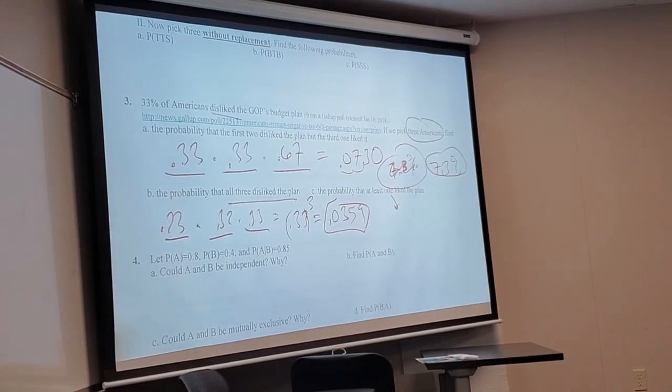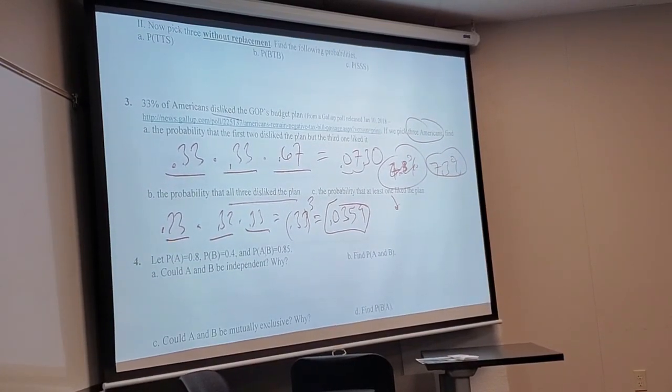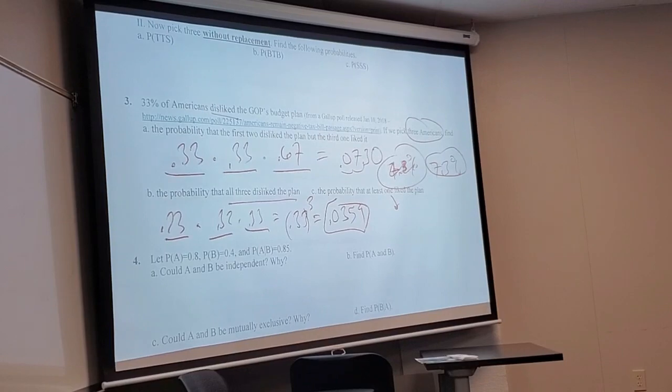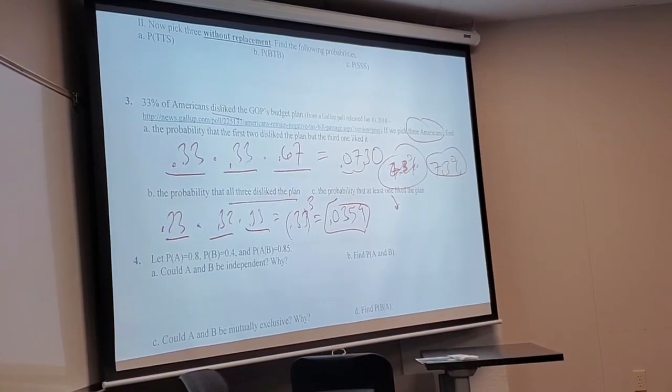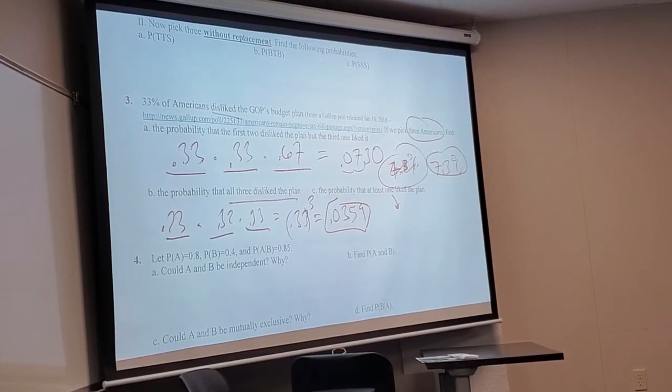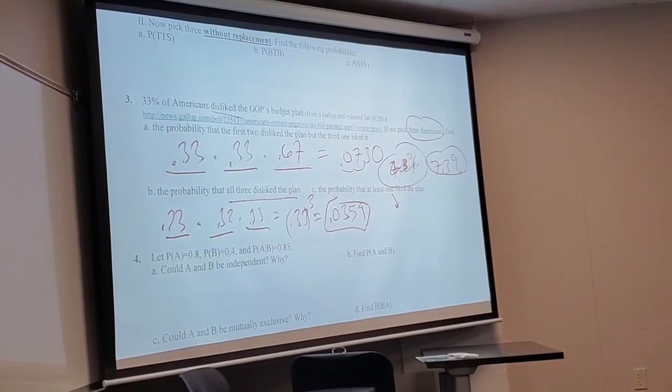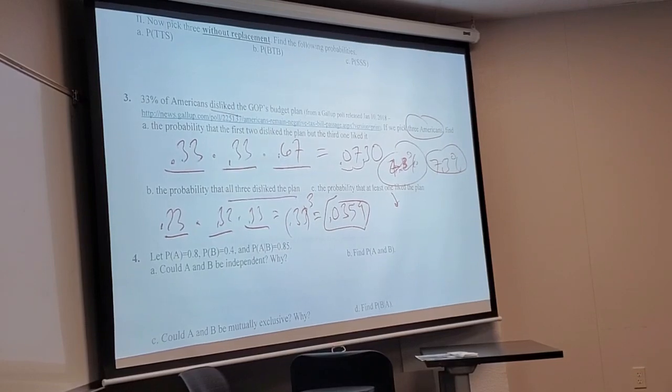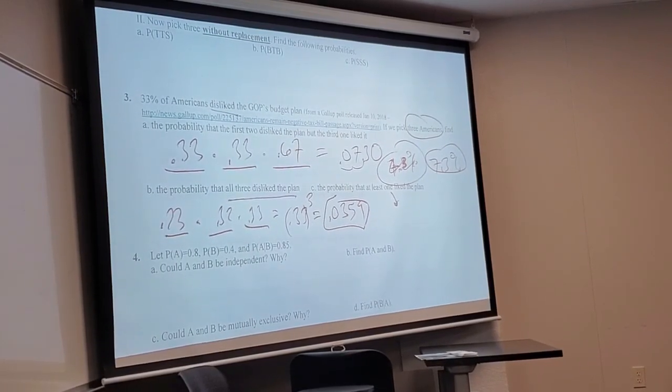Now, part C is desperately easy. What's the opposite of at least one likes it? No. If they all like it, does at least one like it? Yes. So what is the opposite of at least one likes it?